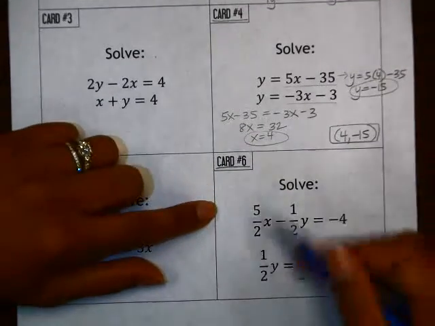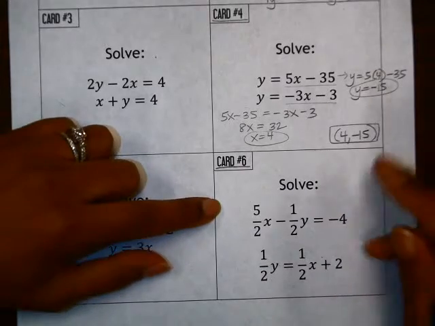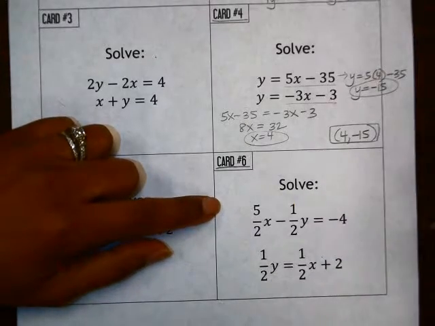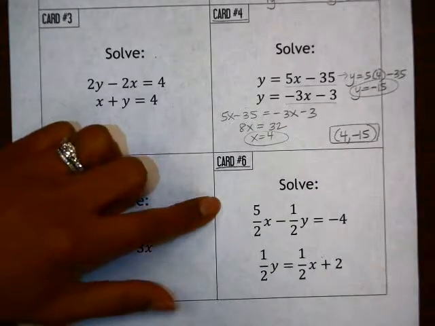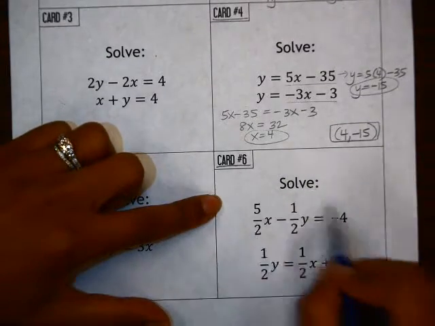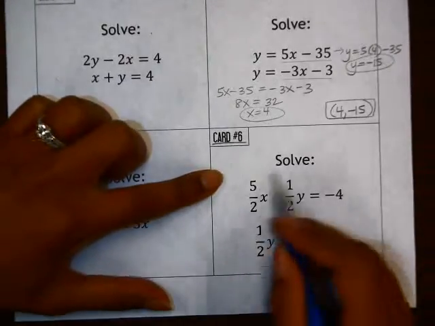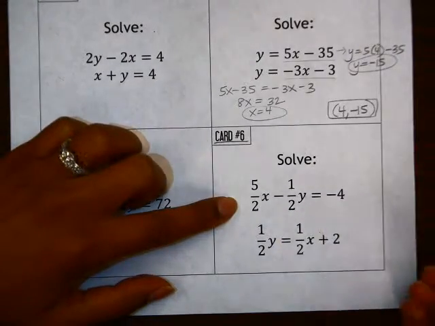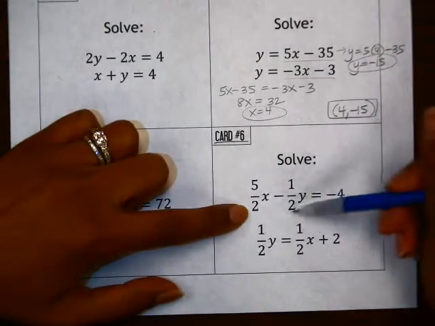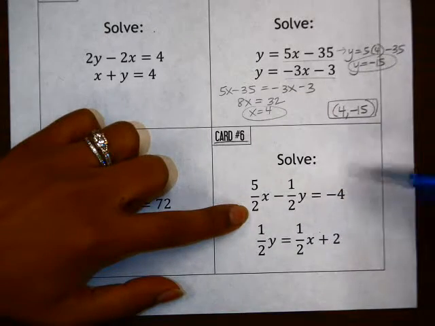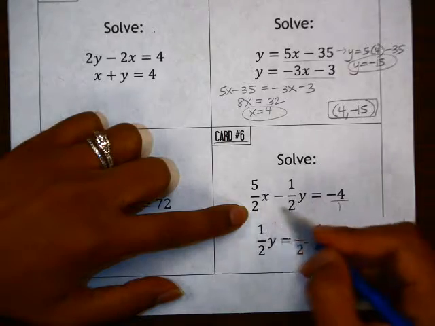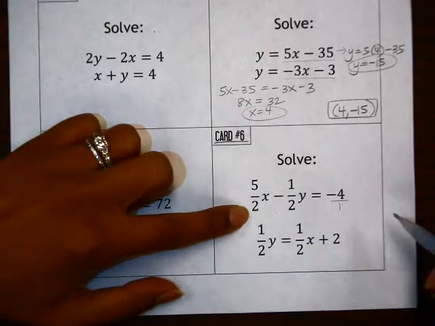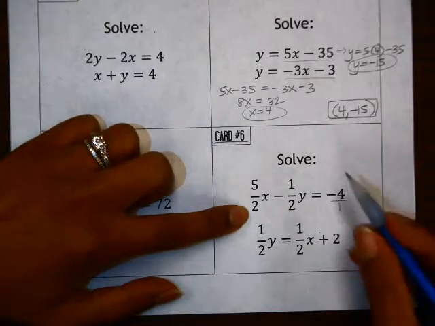Okay, going to number 6, here we have some fractions. So one thing you could do if you don't like working with fractions is just try to get rid of all the fractions before you do anything else. So looking at this first equation, let's think about what can we do to this equation to get rid of all the fractions. We have a common denominator here of 2. Here the denominator is 1. If we can get rid of these two 2's, then we'll be able to write this without fractions.